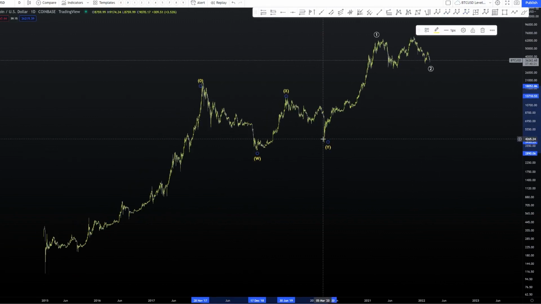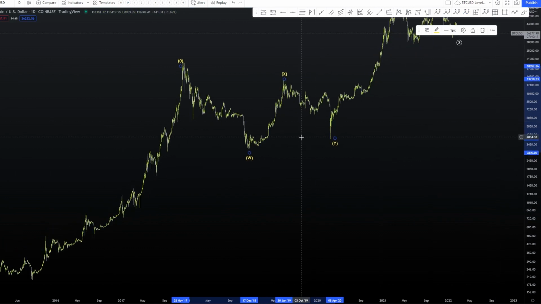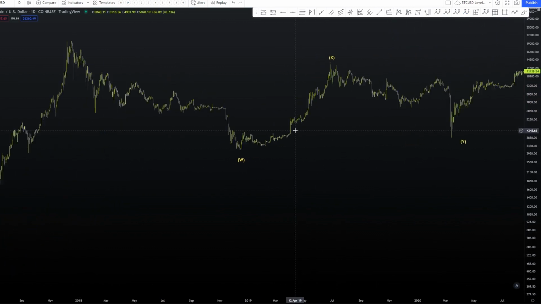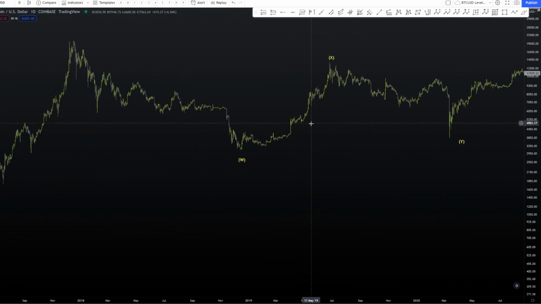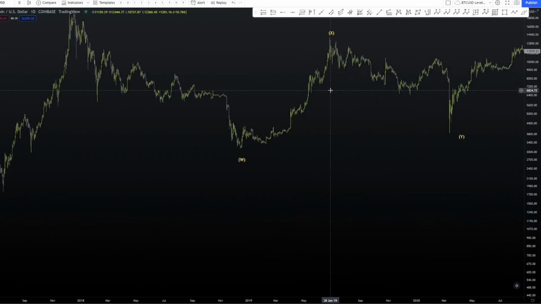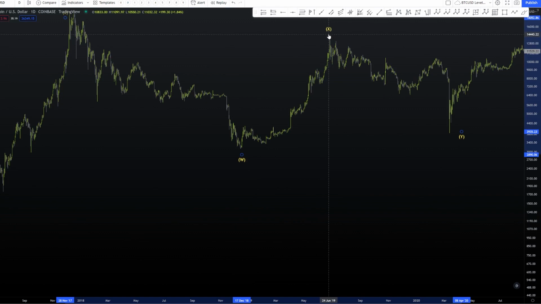Now, I don't like this count as much because this wave X, if we zoom in, is actually much more impulsive than corrective. So it's kind of hard to fit a zigzag into this wave X or fit a corrective move into this wave X overall. So it makes more sense to call it a wave 1 as an impulse than calling it a wave X. Usually the more simple solution is the better one.